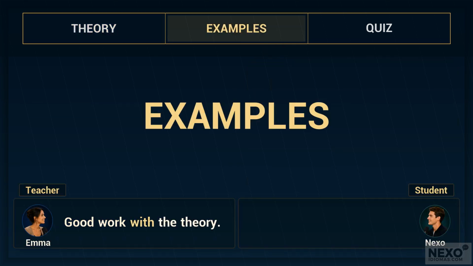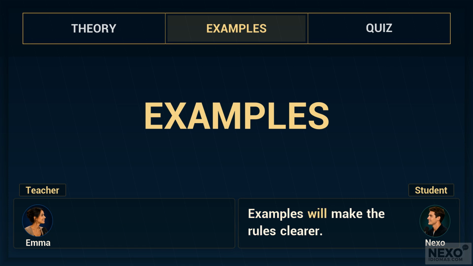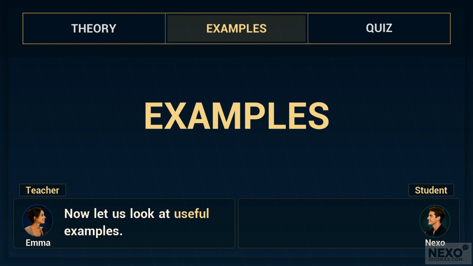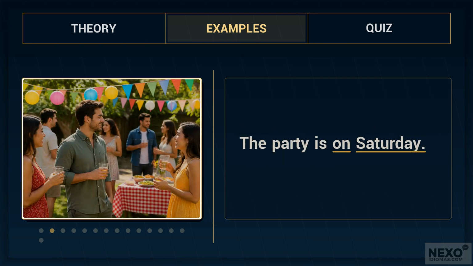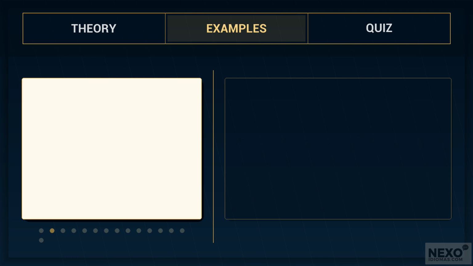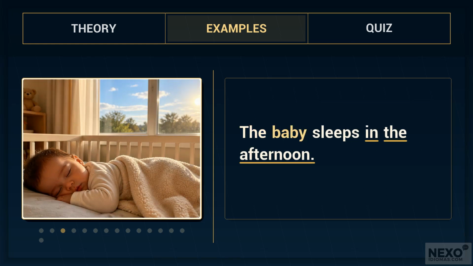Good work with the theory. Examples will make the rules clearer. Now, let us look at useful examples. The train leaves at 7 o'clock. The party is on Saturday. The baby sleeps in the afternoon.